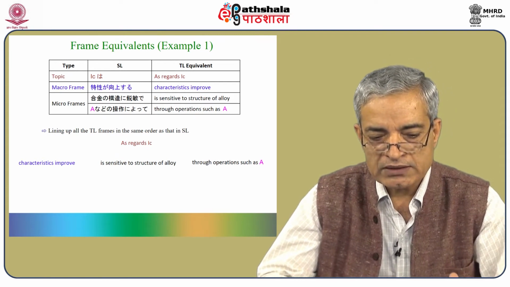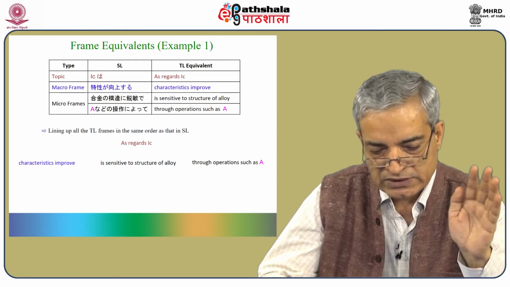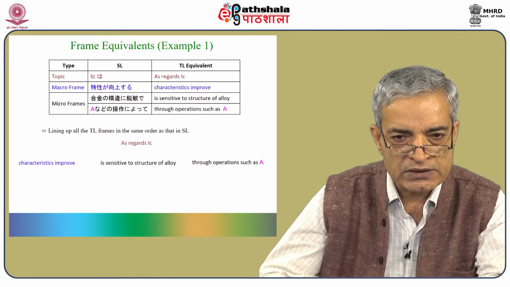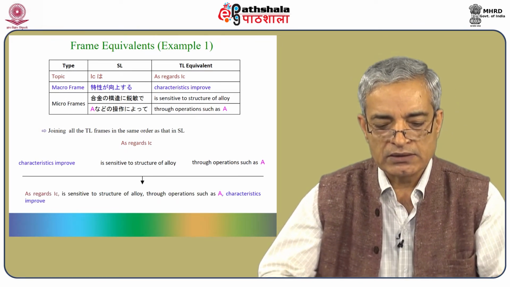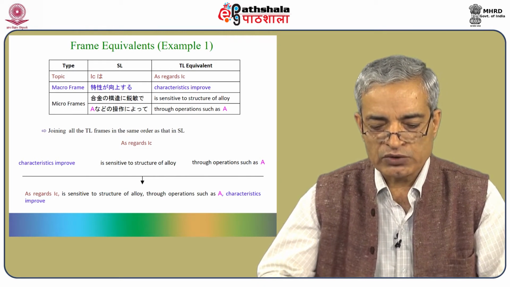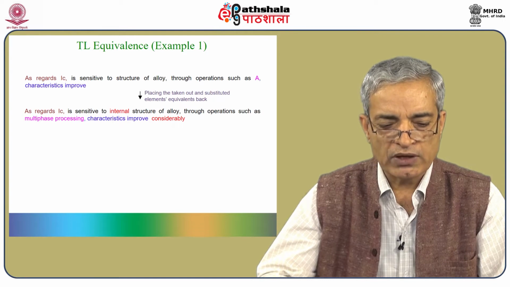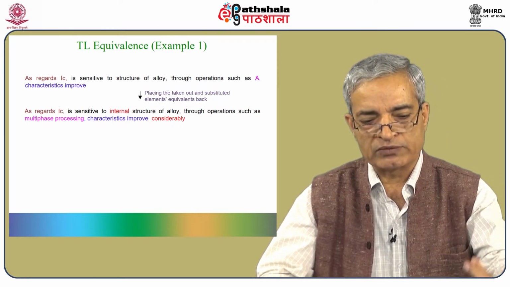As regards IC, because it's a topic, we are keeping it aside. Characteristics improve, is sensitive to structure of alloy through operations such as A. I think this flow itself is making some sense. So let's join them: as regards IC, is sensitive to structure of alloy through operations such as A, characteristics improve. The flow is okay, but does not give a true sense, so let's do some more work on this.